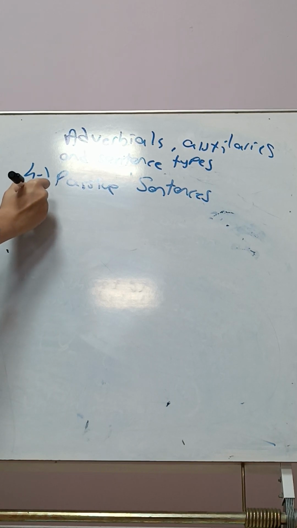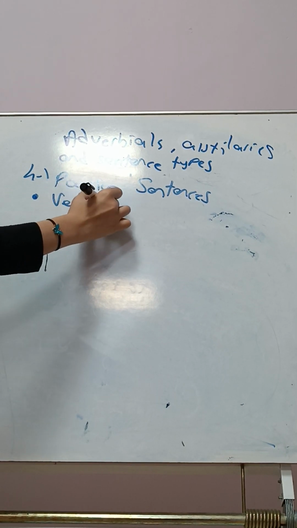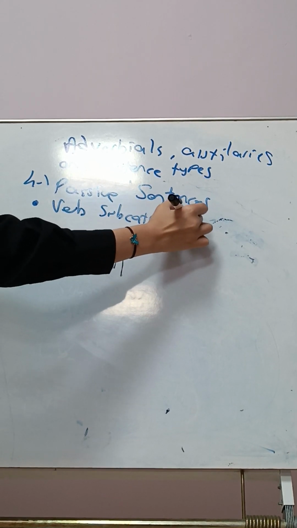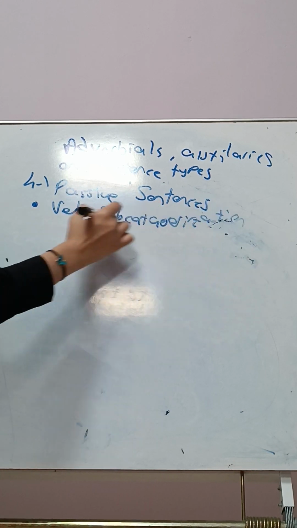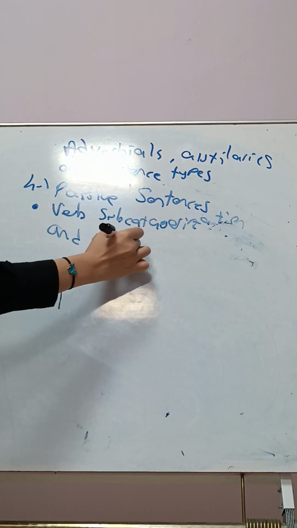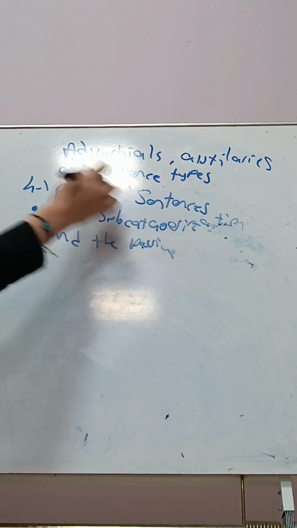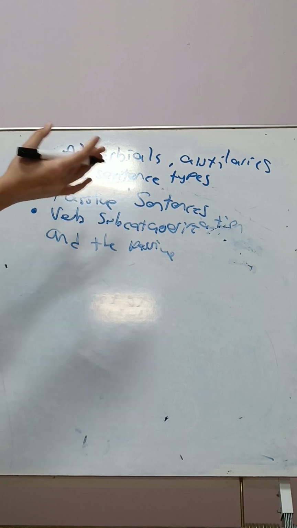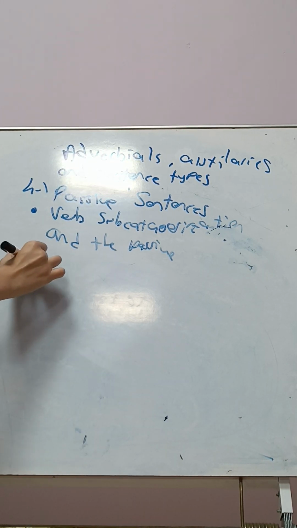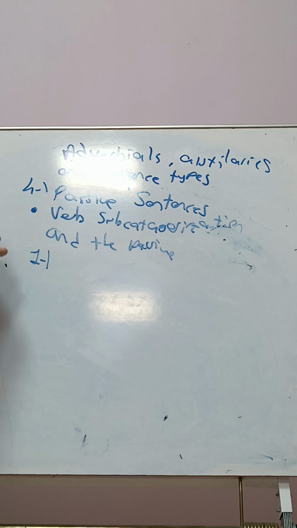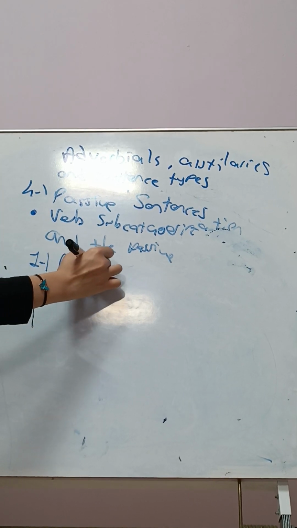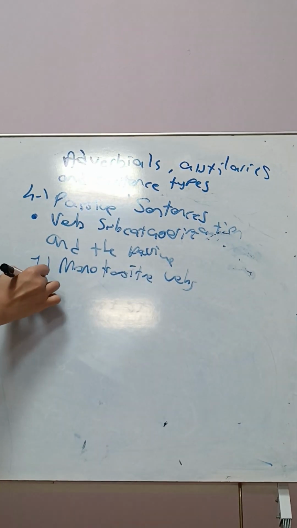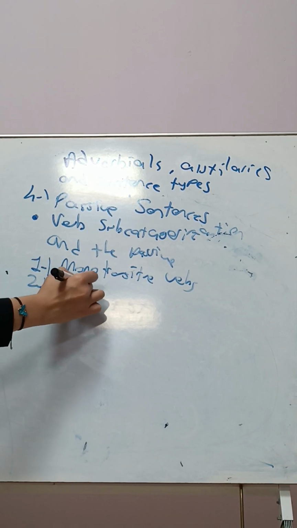Now let's look at the verb subcategorization and the passive. Here we have eight subcategorization of this topic. The first one is monotransitive verbs. Second one is intransitive verbs.